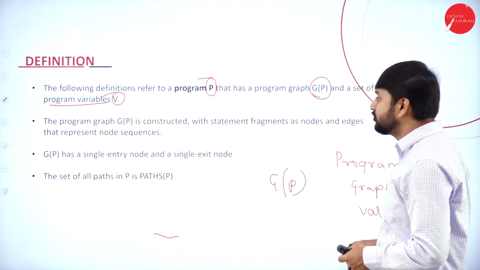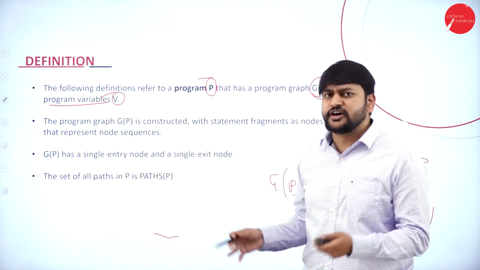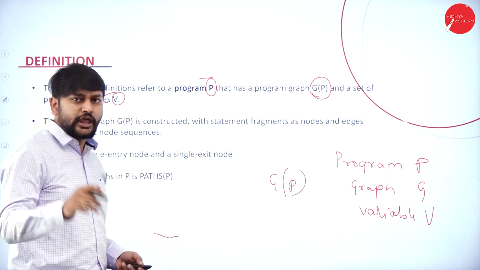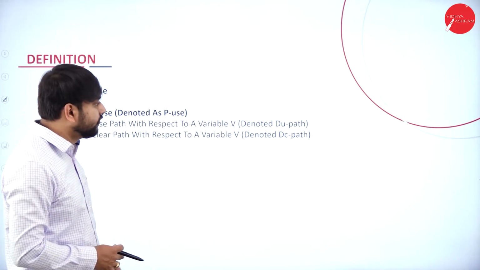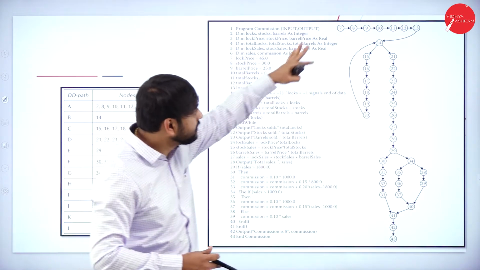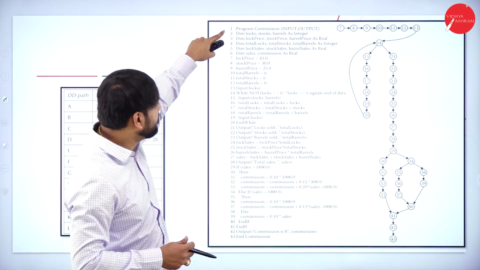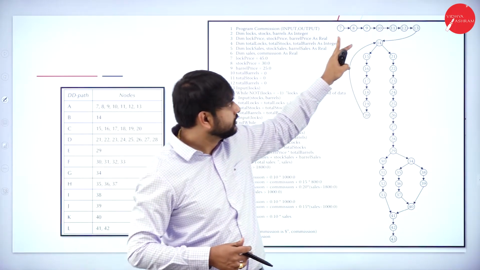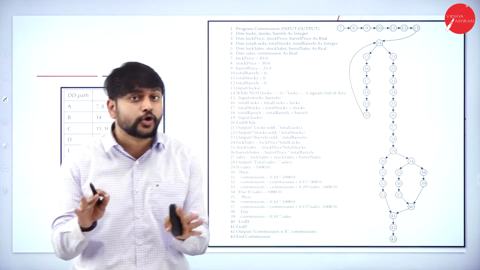Moving forward to the next one, the program graph. What exactly is this program graph? Please take a look before I go to that. This is the program that I have, and this is the graph that I have written according to the program. Please observe the line numbers 1, 2, 3, 4, 5 till 43. I have used the line numbers to depict the graph. Hope you got the idea now.